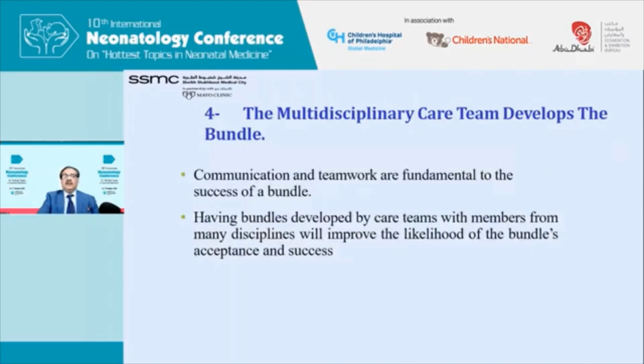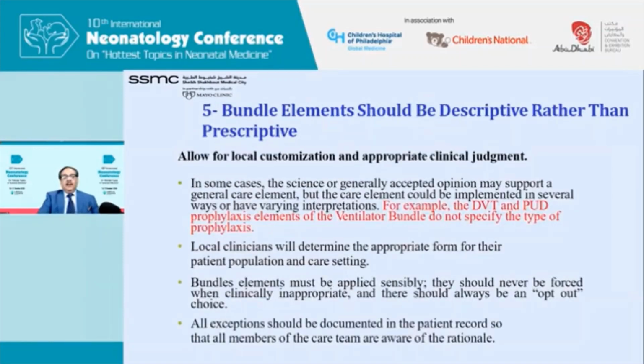Of course, this is the key: the multidisciplinary care team develops the bundle, and communication, communication, communication among all participants and all stakeholders is essential. The bundle elements should be descriptive rather than prescriptive, and I told you why. For example, for the DVT and peptic ulcer disease prophylaxis element, you just put this element. You don't have to specify which medicine; they can do it accordingly.